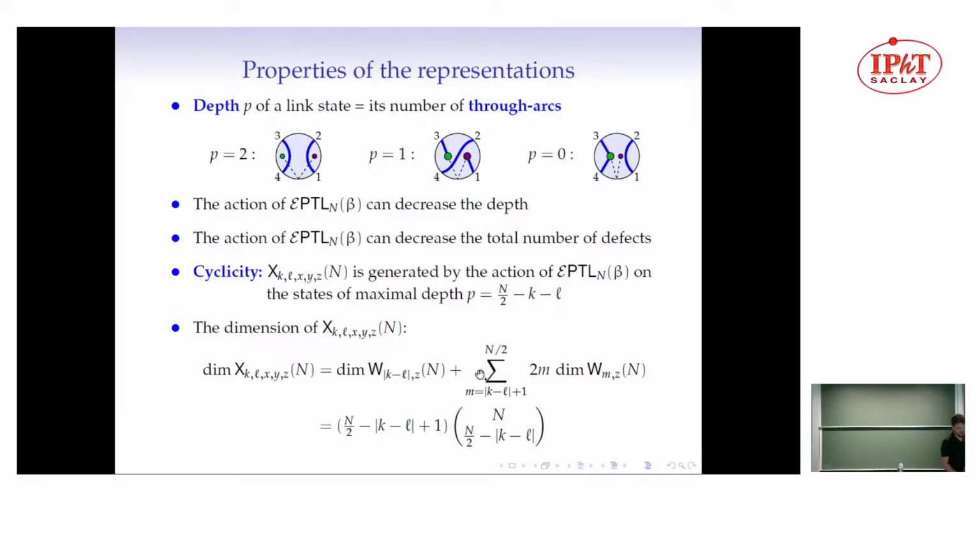And here, this slide gives you a number of their properties. The first is that, again, link states have a number of through arcs. Remember, the number of through arcs we call the depth. We usually write it as P. So this link state has P equal to 2. This here has P equal to 1, and P equal to 0, the number of arcs that separate the green and purple point. Clearly, the action of the algebra can only decrease this depth. It can only reduce the number of through arcs. It can decrease it, it can keep it constant, but it can never increase this number.